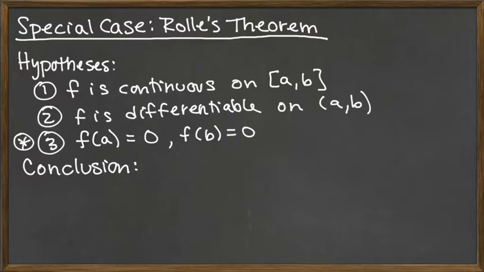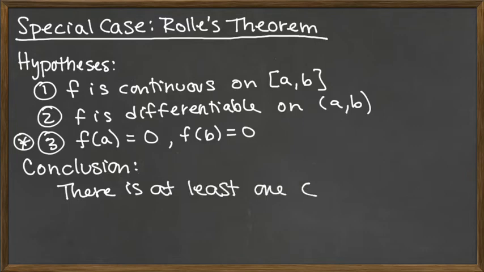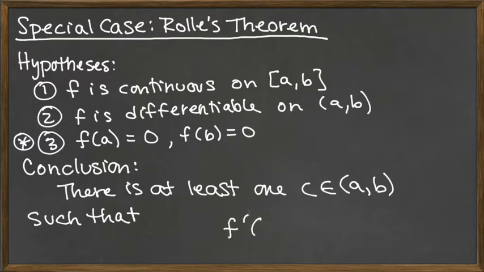And when we add in that extra hypothesis, the conclusion statement starts out the same way. There is at least one c, and that c is in the same place. It's in the open interval (a, b), so the c is between a and b on the number line, such that, and here is our more specific conclusion equation, f prime of c is now not equal to the difference quotient that we saw, but rather something much more simple. It's just 0.